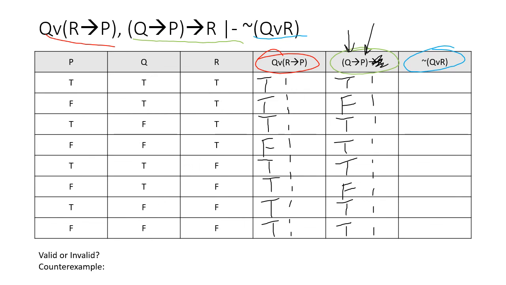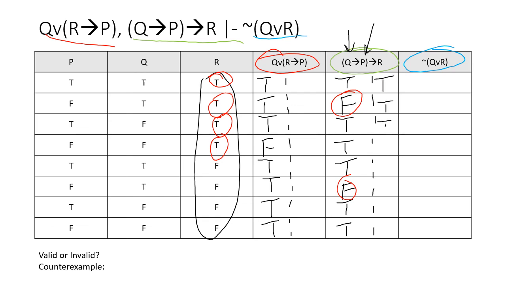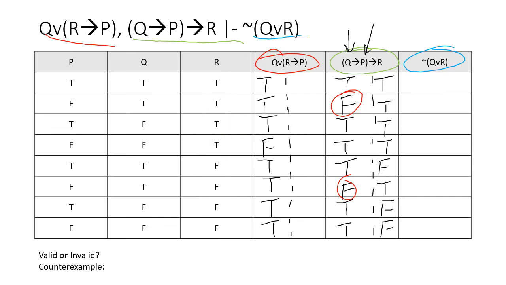And now we can bring back in the R. So what we just listed is our antecedent now, and so our R is going to be our consequent. So we're going to say that this arrow is going to be true wherever the left side is false, or the right side is true. And so we've got trues through here, and so that's the second premise.